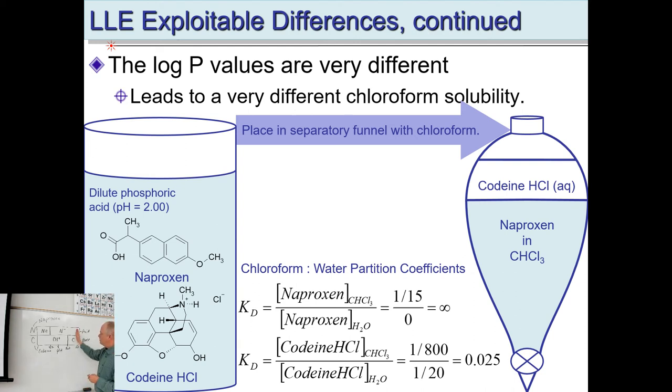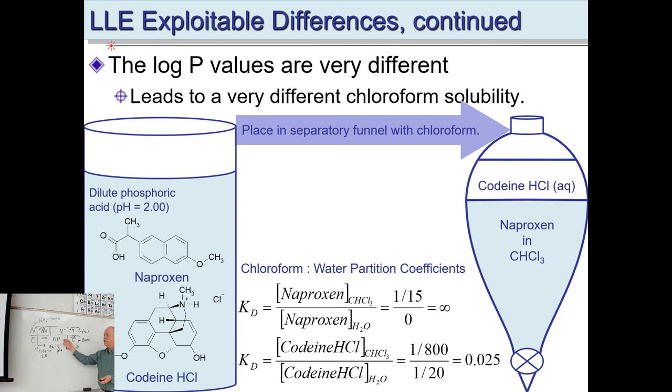And so if we've picked a pH of 9, then we would drive the codeine into the organic layer. But if we picked an acidic pH, we would drive the codeine into the aqueous layer. And so if we picked a pH of 2, then our naproxen is protonated, it goes into the organic layer. So this would be organic, and this would be aqueous. Over here would be aqueous, and this would be organic.